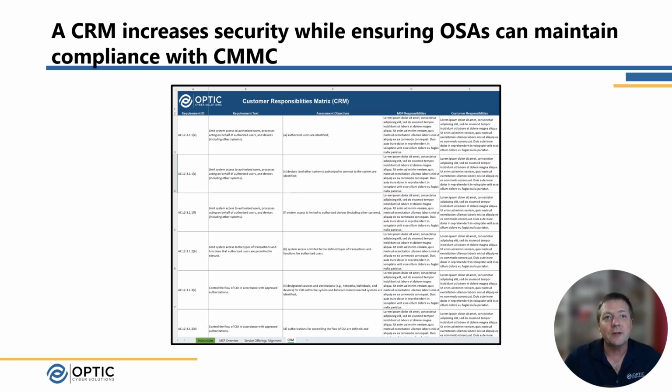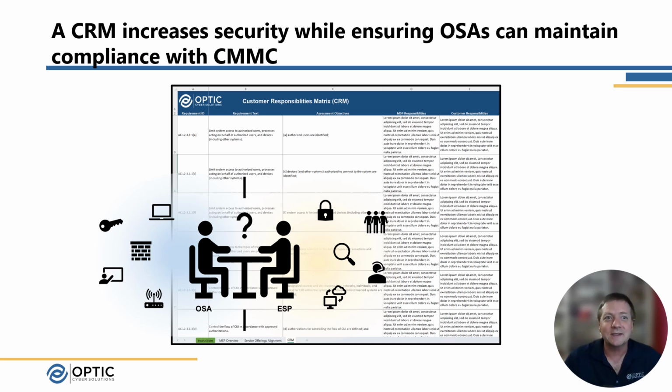Optic has developed a free resource to help ESPs generate their CRM. The tool is an MS Excel workbook that allows ESPs to first select the CMMC requirements that they provide services to for their customers. The tool then allows the ESP to clearly define what they're doing to meet the security requirement and to tell the OSA what they need to do to ensure they are properly leveraging the service. We want to make sure that no one is sitting on their seatbelt thinking that they're driving safe.